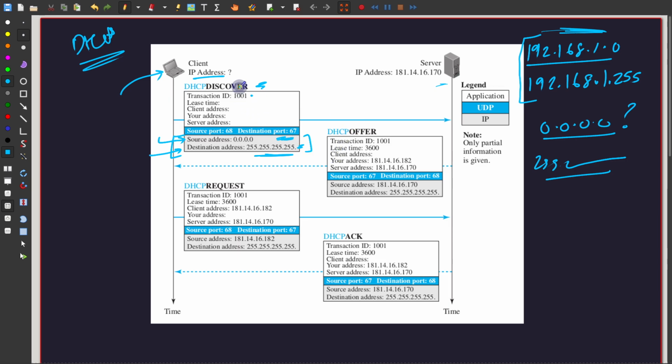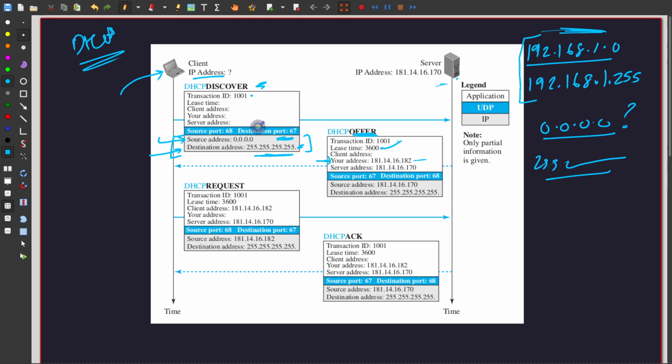Okay, so once this message leaves and reaches the server, the server picks it up and goes, okay, that is your transaction ID, I'm noting that. It says, look, I have a lease time of 3600. So 3600 probably seconds, I think generally it is in seconds, I'm not sure, doesn't really matter, some unit of time. So it says, look at this: the address that I'm proposing for you, the offer that I'm making, is that you can lease this particular address, 181.141.6.182, for 3600 units of time.